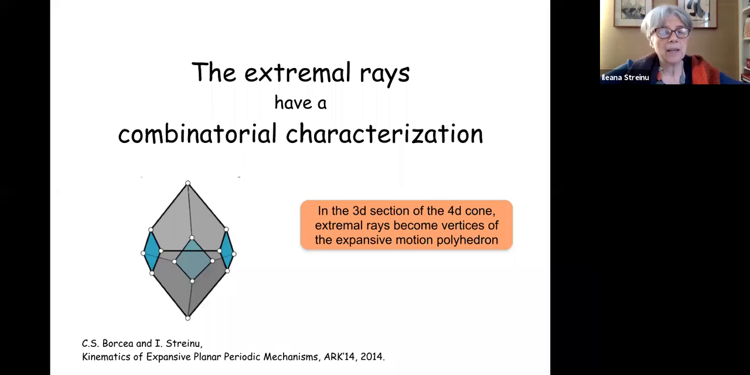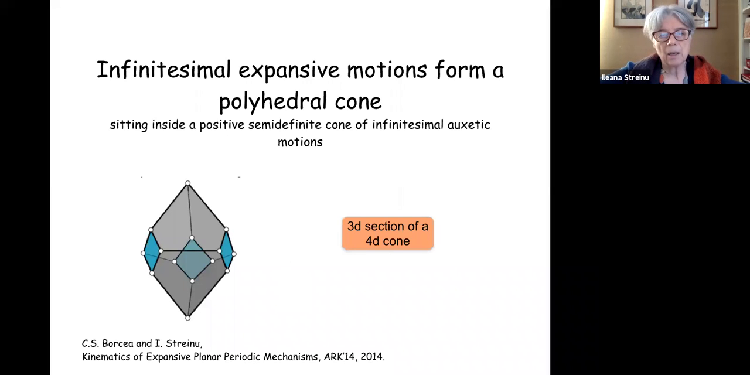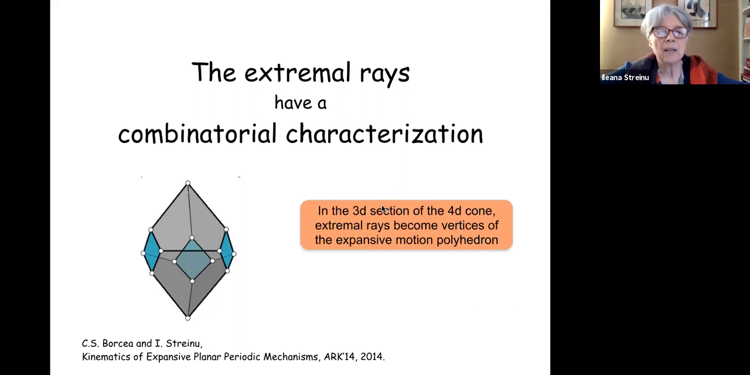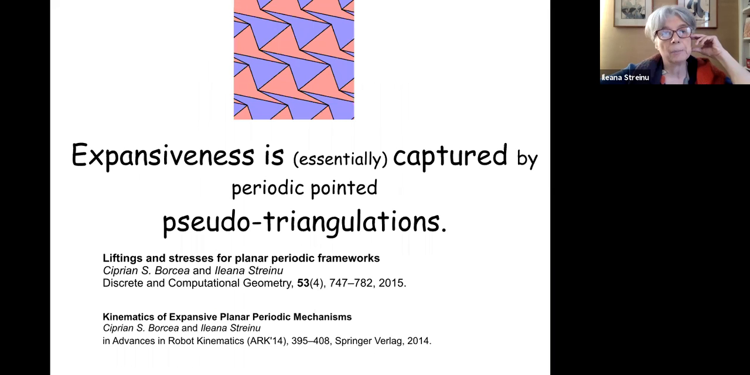Now, there is something interesting, right? It is a four-dimensional cone in fact, because we live in a four-dimensional space for this framework, but this is a 3D section, and the extremal rays in the 4D cone become the vertices of this expansive motion polyhedron. So now the beauty of this is that expansiveness is essentially captured by periodic pointed pseudo-triangulations. So it has a combinatorial characterization.